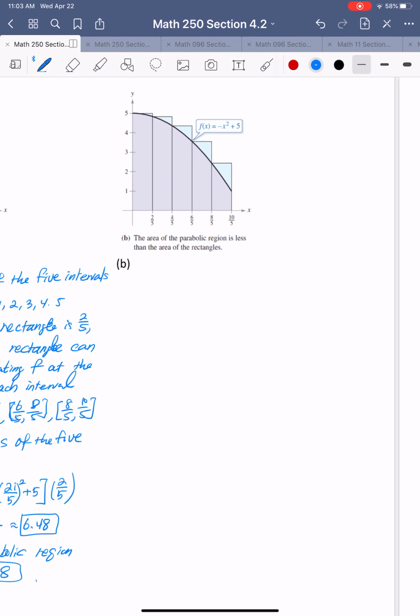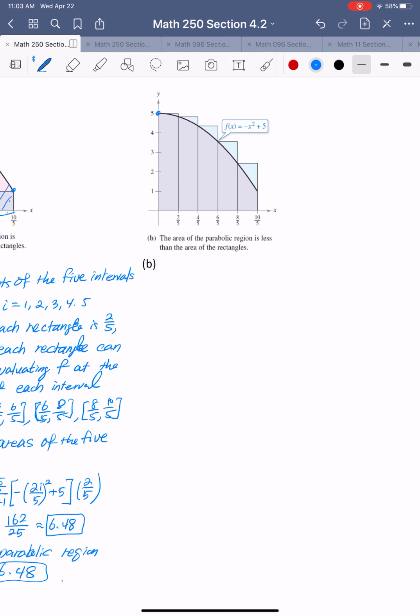Alrighty. Now I'm going to use the left endpoints. This time I'm using the left point of each rectangle.